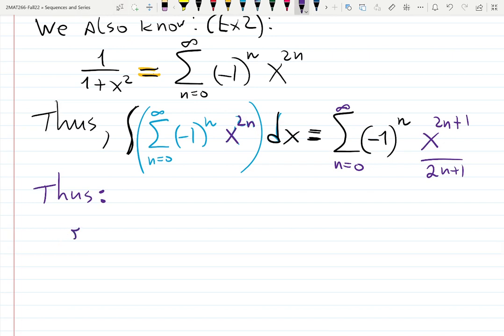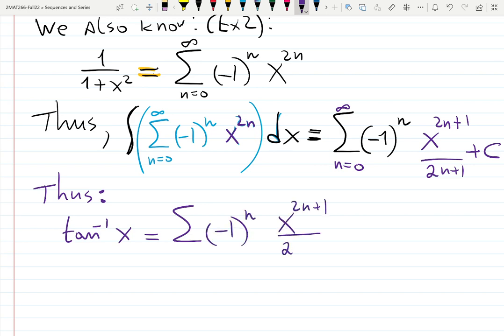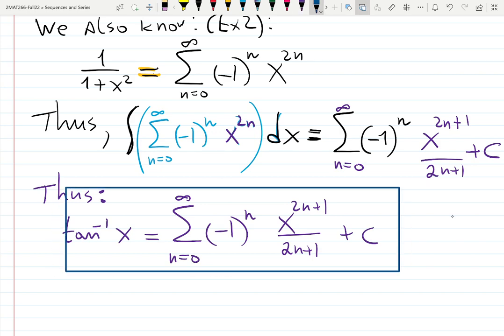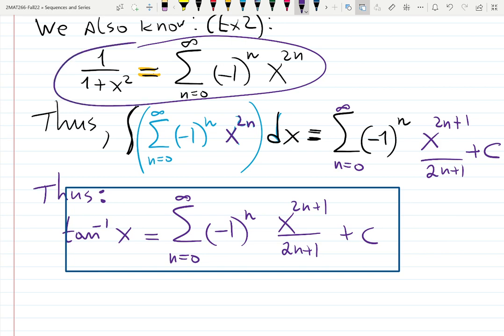arctangent, or tangent minus 1, let's be consistent. Tangent minus 1 of x, we forgot plus c, is the sum of minus 1 to the n, x to the 2n plus 1 over 2n plus 1, plus c. So we just found right now the series expansion for arctangent. How? Because we knew that arctangent comes from integration of that specific function, which is 1 over 1 plus x squared.